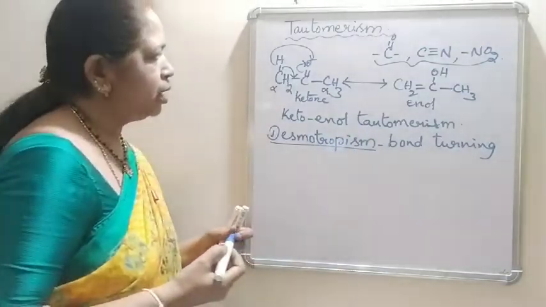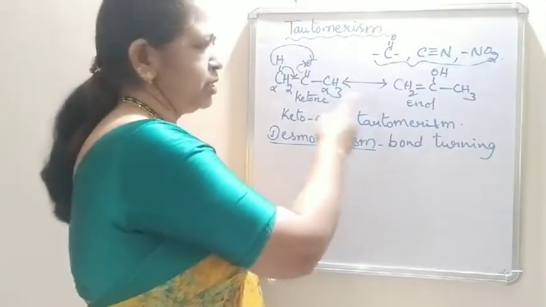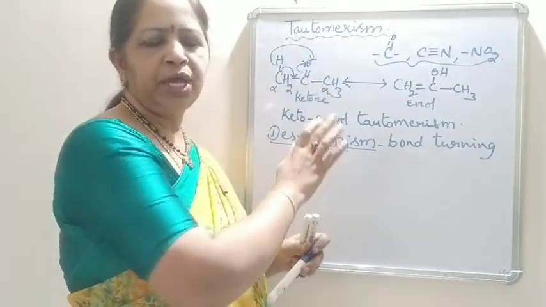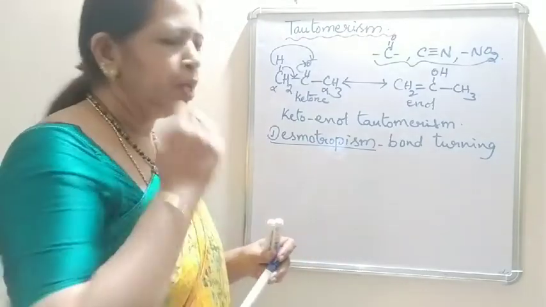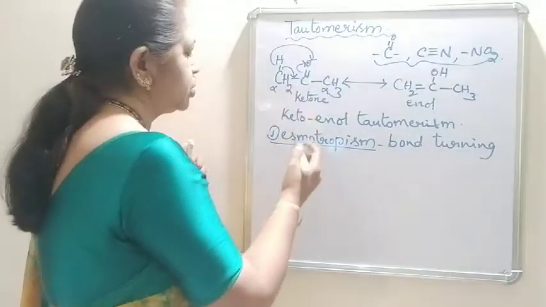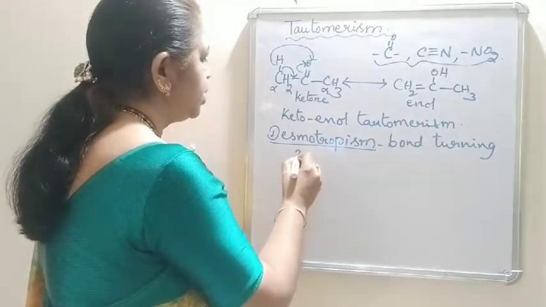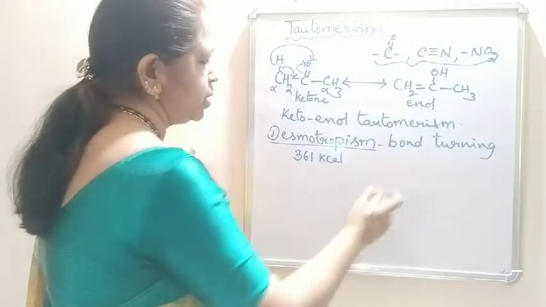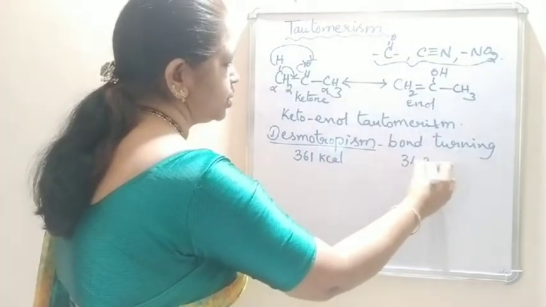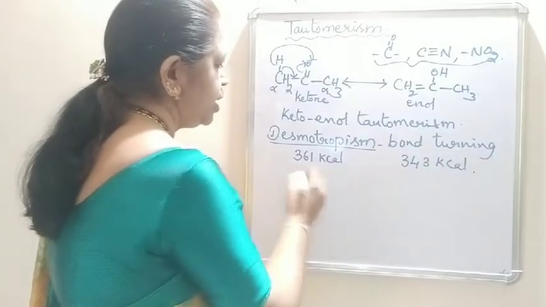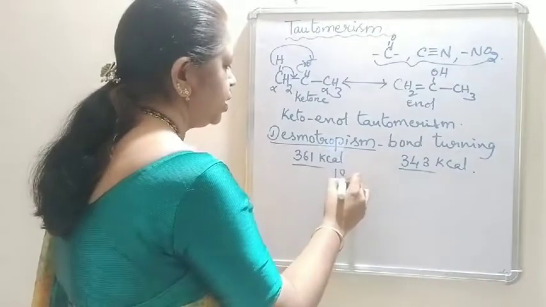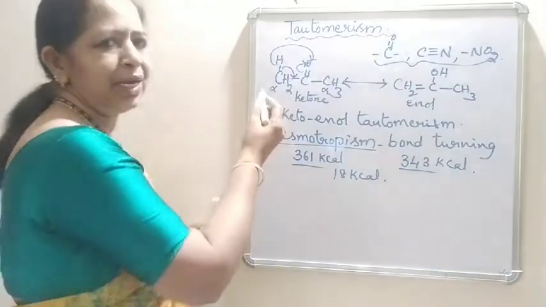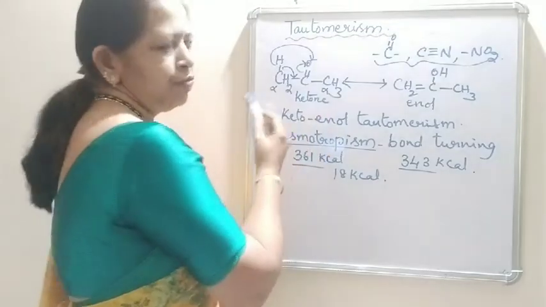Okay students, now in these two tautomers, the keto form is more stable than the enol form. You can see here the energy associated with this ketone is 361 kilocalories and that of enol is 343 kilocalories. The difference in the energy is 18 kilocalories. This 18 kilocalories is responsible for the greater stability of the keto form.